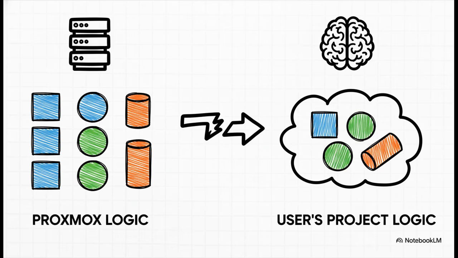And right there, that's the absolute heart of the problem. See, Proxmox knows you've got a VM. What it doesn't know, and frankly doesn't care about, is that this VM is your Plex media server, and you really, really want to see it sitting right next to your Sonarr and Radarr containers. The software's logic just doesn't speak the same language as your project's logic.